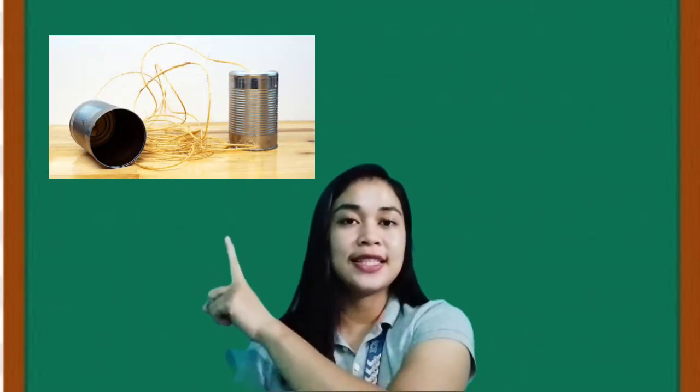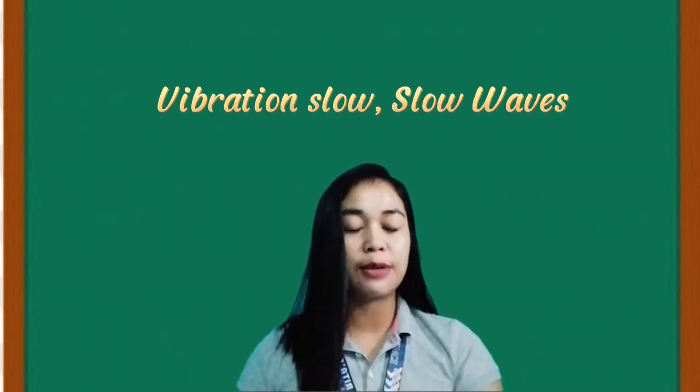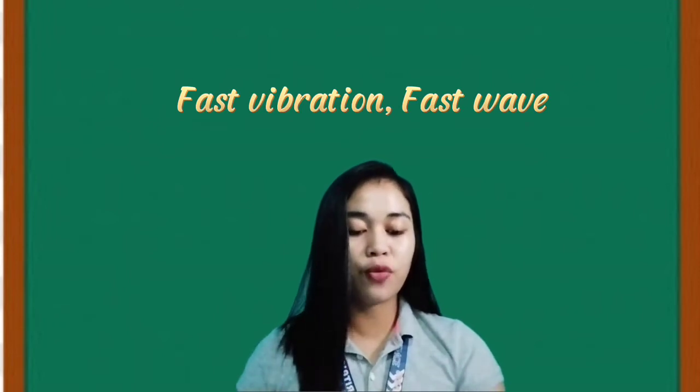So here is the example. The waves produced by the rope are compared to the sound wave of a vibrating object. Where the vibration is slow, slow-moving waves are produced. When the vibration is fast, fast-moving waves are produced, until such time that the vibration stops.